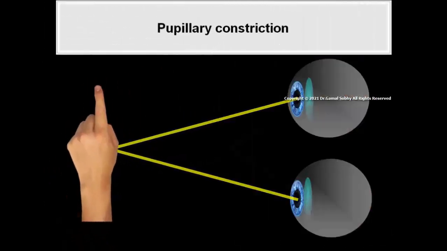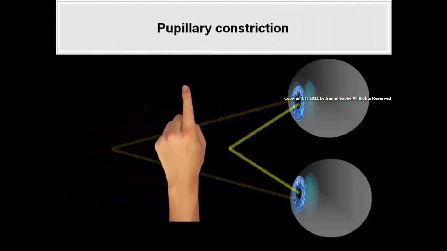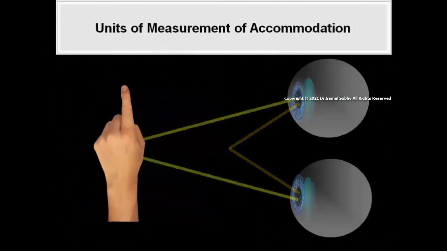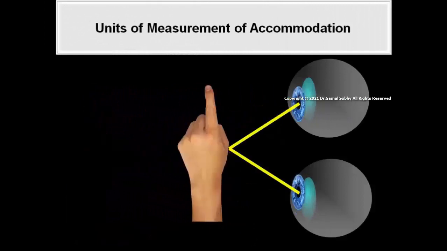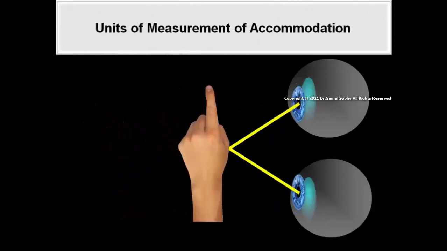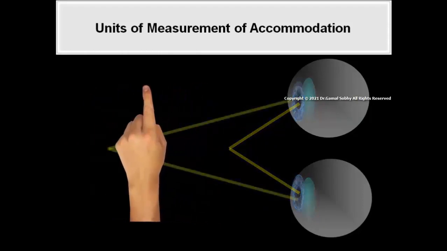In addition, with fixation at near vision, pupillary constriction occurs. The near vision complex is the association of accommodation, convergence, and pupillary constriction during fixation at near.